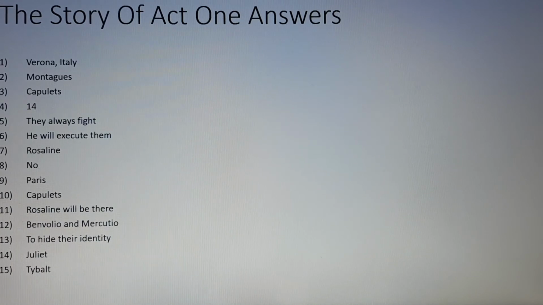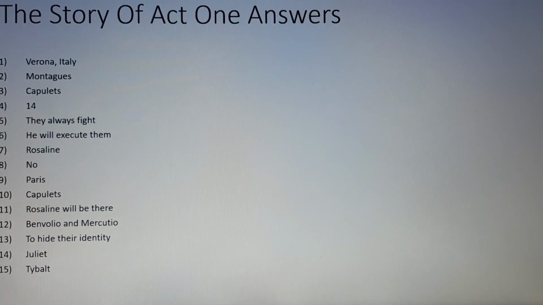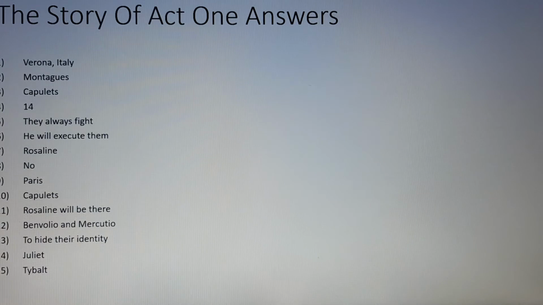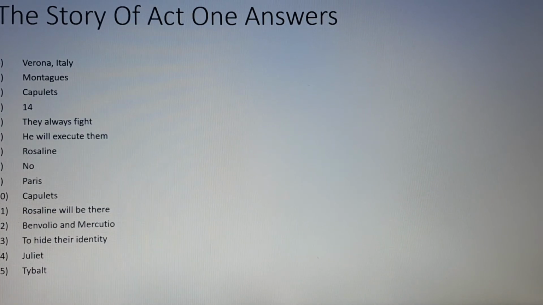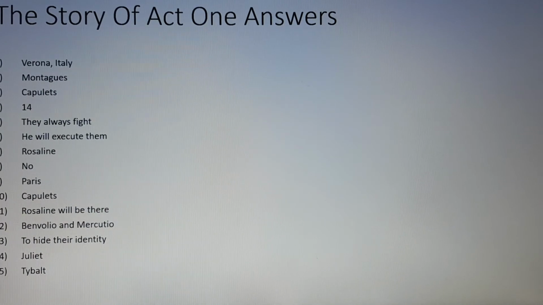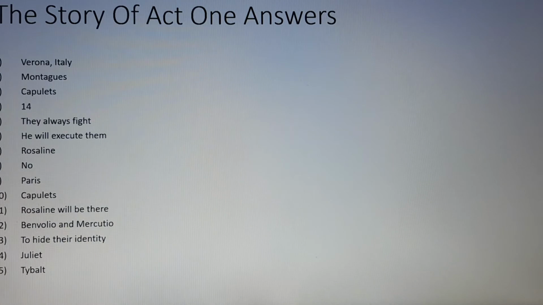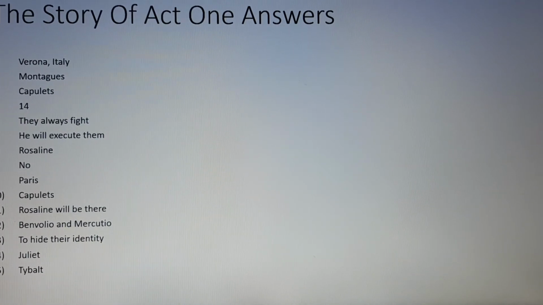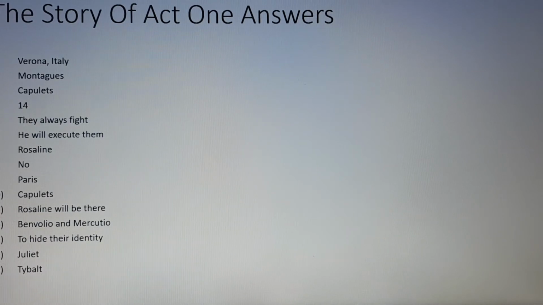Question 6, what does the prince say will happen to Montague or Capulet if any more fighting starts? He says he will execute them. That means he'll kill them. Number 7, who's Romeo in love with at the beginning of the play? Well, that's Rosaline. Question 8, does she love Romeo? No, she doesn't. It's what we call unrequited love, where somebody loves someone and they don't love them back. Number 9, who asked Juliet's father if he could marry her? That was Paris.